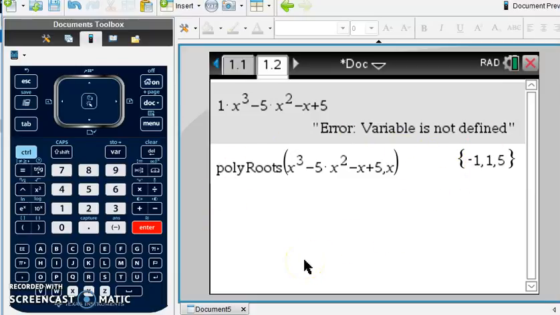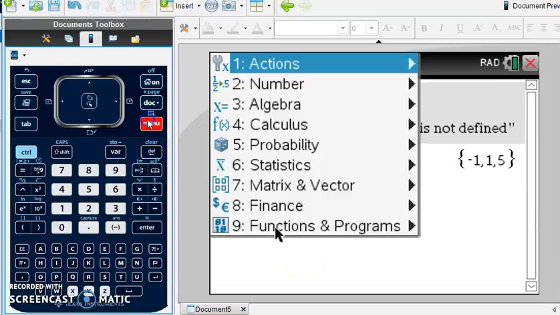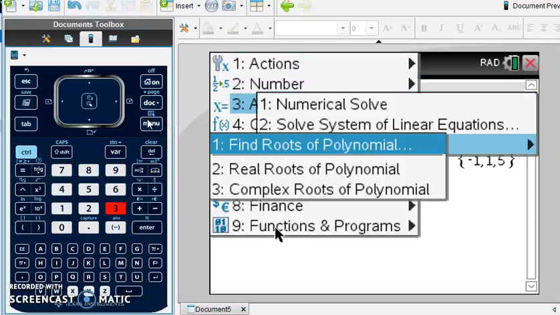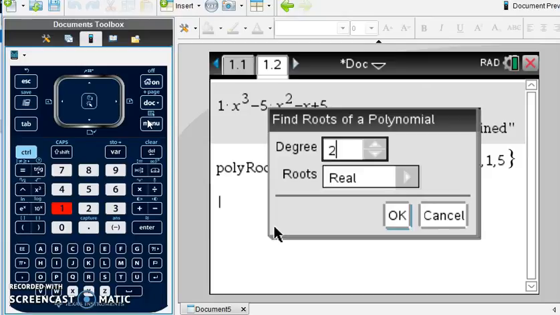So if you have to change that around, you can just go ahead and change. You can solve any polynomial this way, but you can change the degree and the roots from this dialog screen to customize it to whatever your problem is. All right, enjoy.